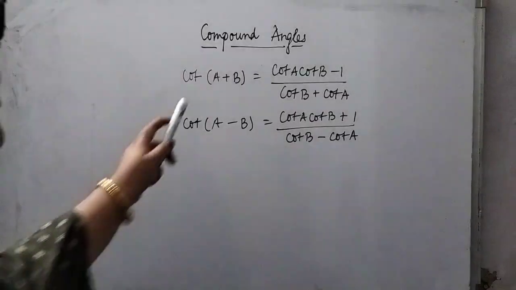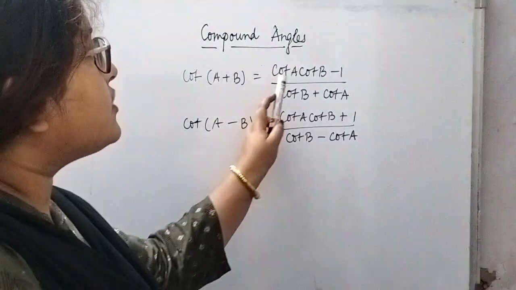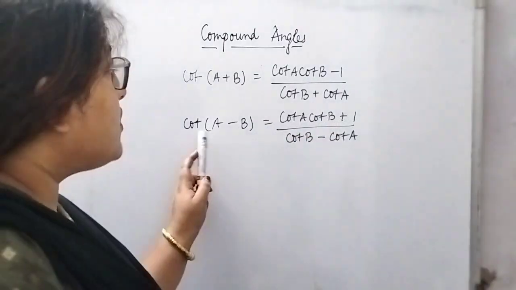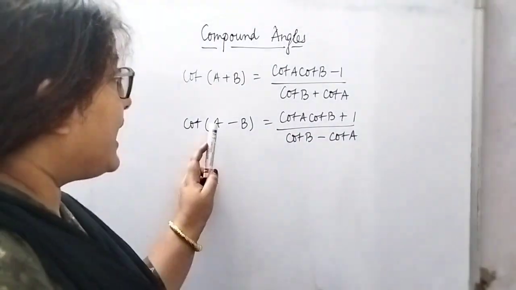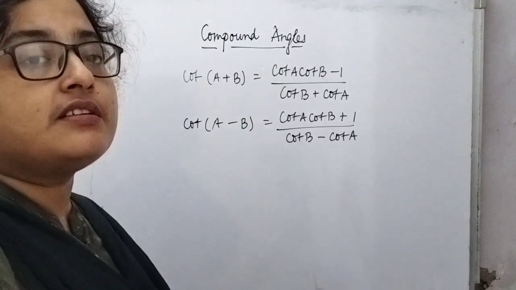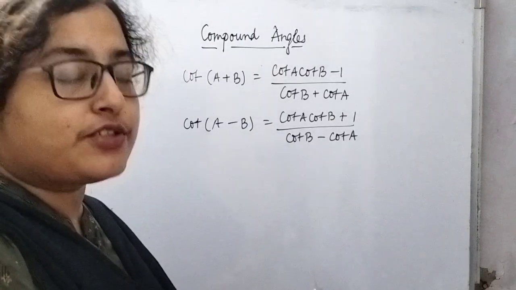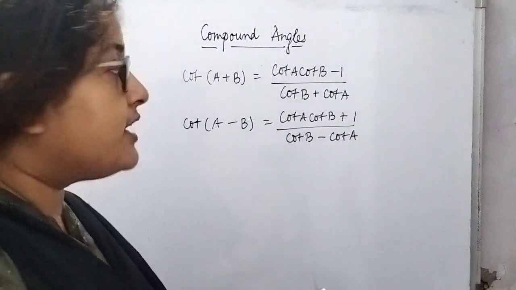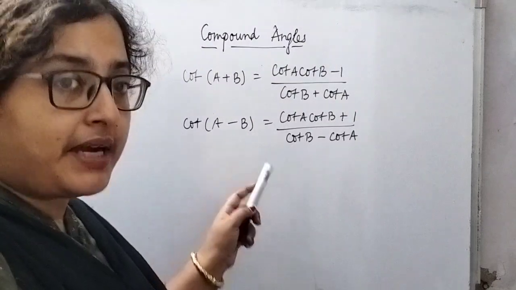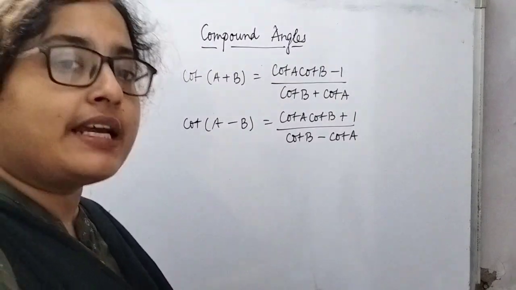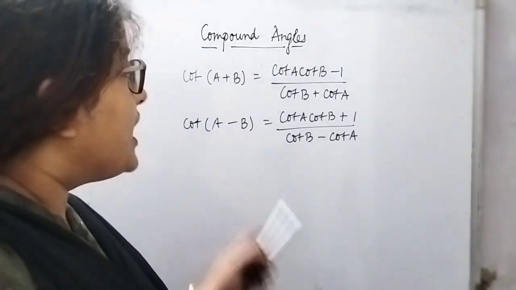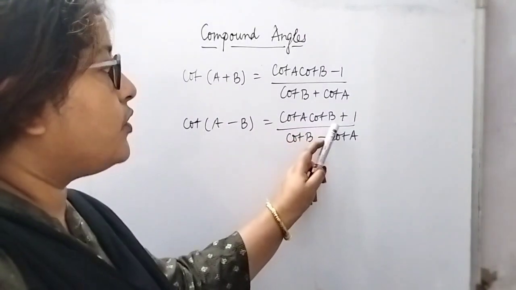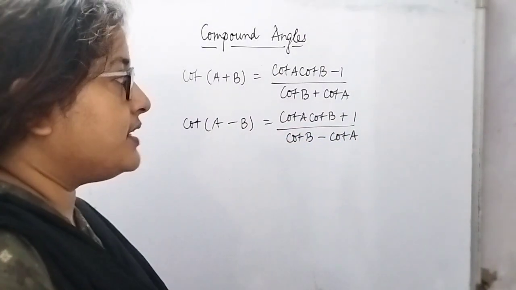Similarly, considering cot of A plus B, we get cot A into cot B minus 1 by cot B plus cot A. And cot A minus B: the angle A is considered along the anti-clockwise direction, that's why it is positive, and angle B is considered along the clockwise direction, that's why it is negative. Now these two angles are added and hence we get cot A minus B, just like tan A minus B, sin A minus B, cos A minus B, etc. So in this case we get cot A minus B equals cot A into cot B plus 1 by cot B minus cot A.